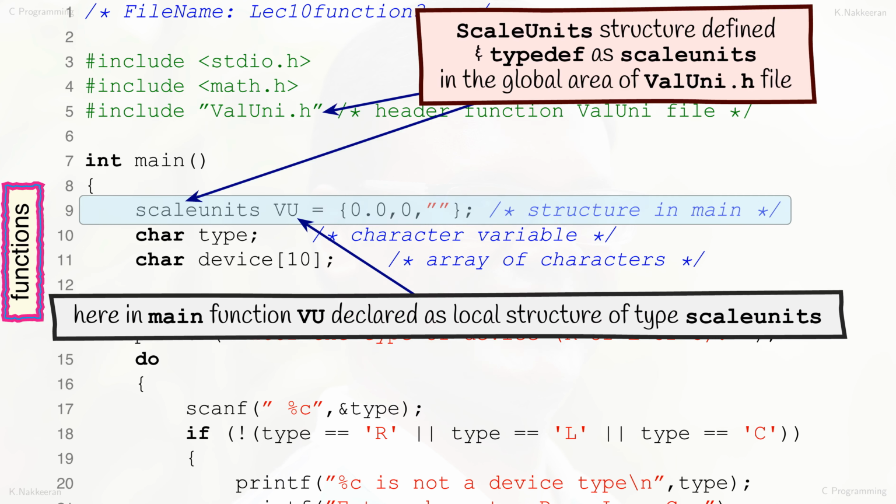Scale unit structure is defined and its type definition as scale units is written in the global area of the ValueUni.h file. So, in the main function here in line 9, VU is declared as a structure of type scale units without need for any structure definition written here. Thus, while developing software that has multiple files, extra care must be taken on what code chunk has to be written in which file and at what area within every file.